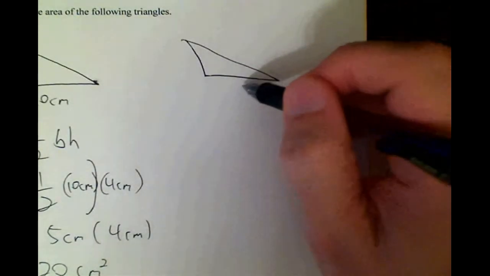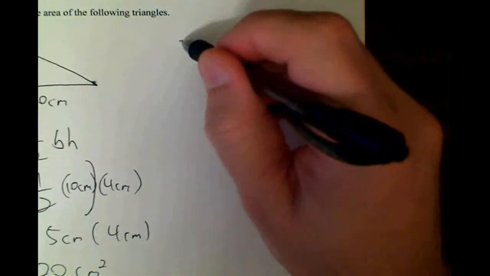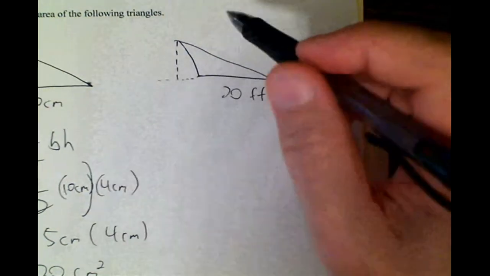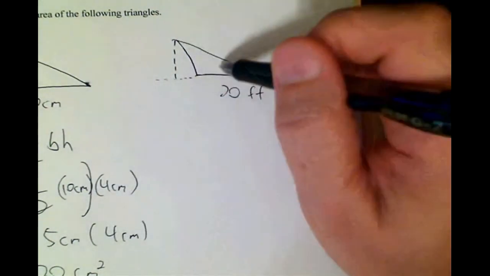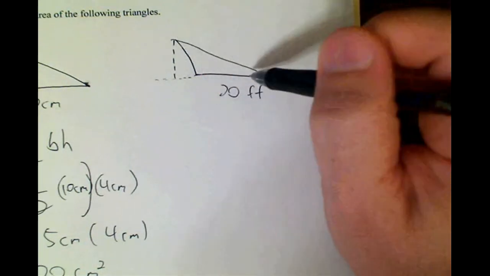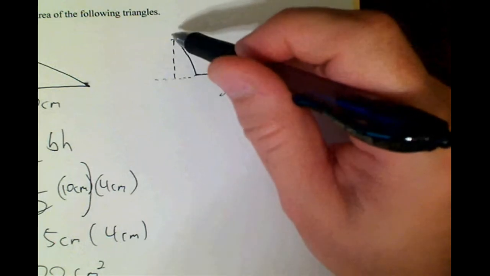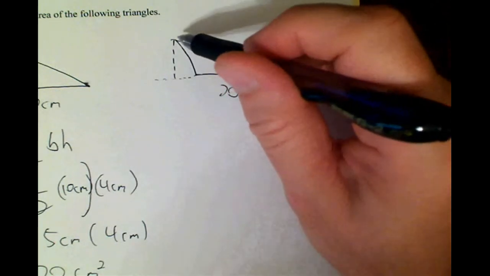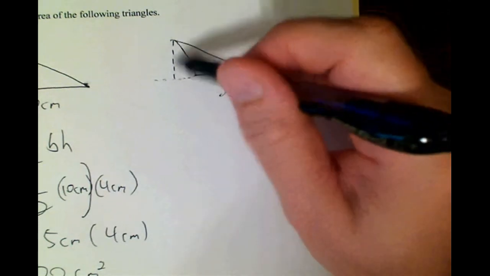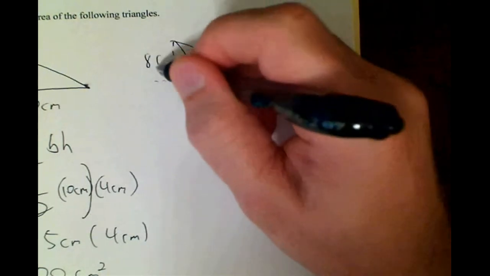Let's call this base 20 feet. Now the height is going to come outside. It's like if you were trying to move some kind of crane into a building. This wouldn't be your height. The height would be, how high does the door have to be for the top of it to get in? From the top of the crane to the floor. So the height is always straight up and down. It's always vertical. So let's call it 8 feet.